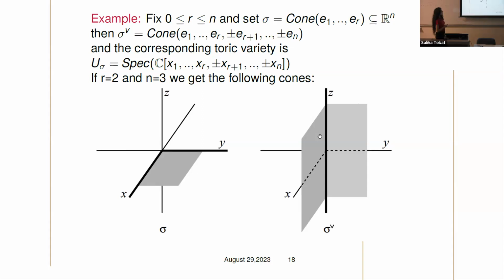An example, same one. If we take a cone from e1 to e_r in R^n, with r between 0 and n, and we get the dual cone, which is of this form right here, then you can get the corresponding toric variety, which is the spectrum of this one right here. And if you get, for example, r equal to 2 and n equal to 3, then we have our example, the one that we listed.